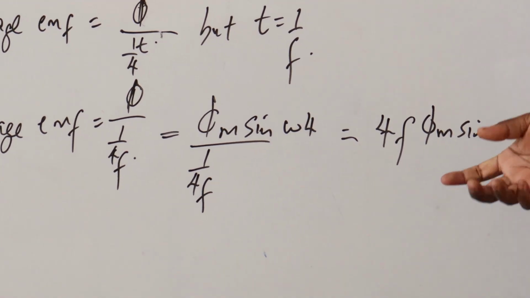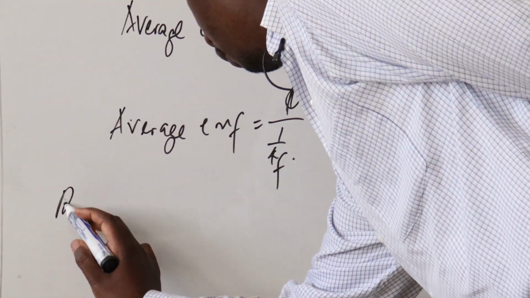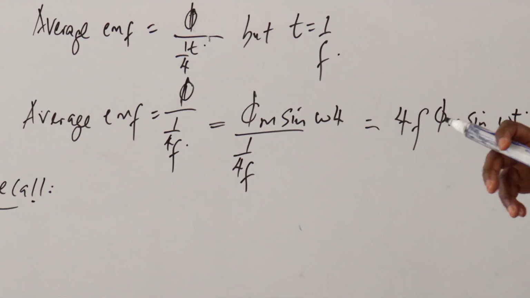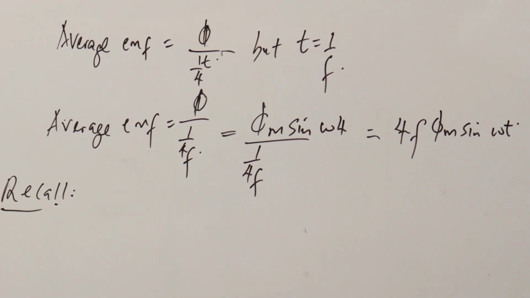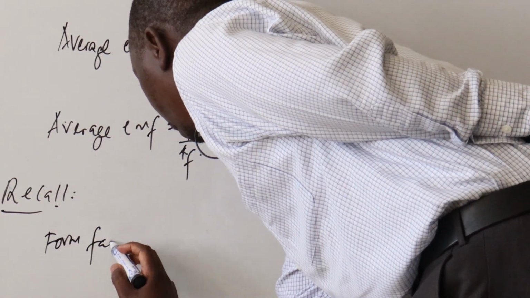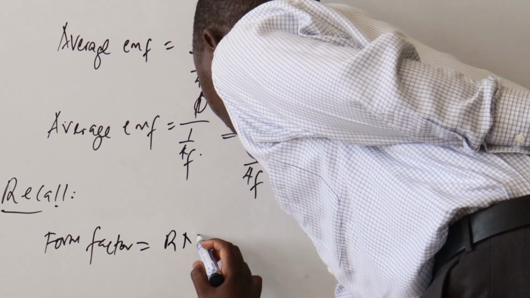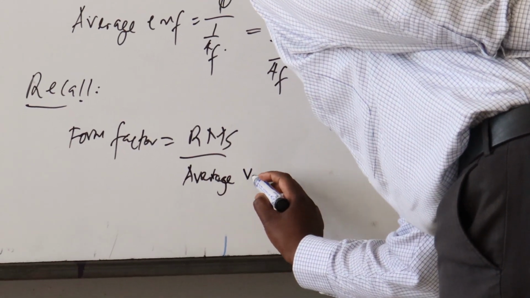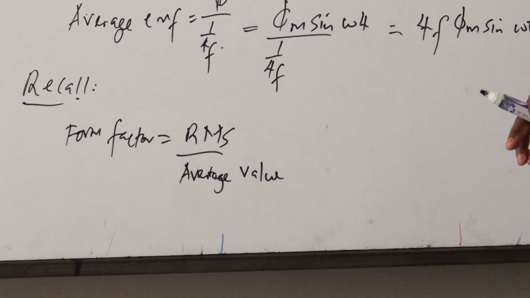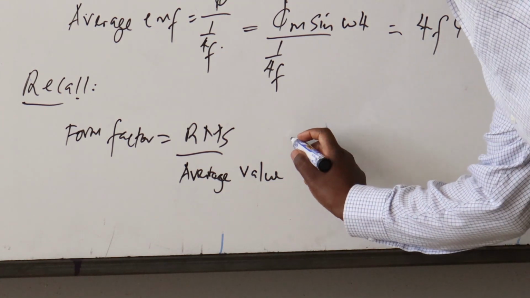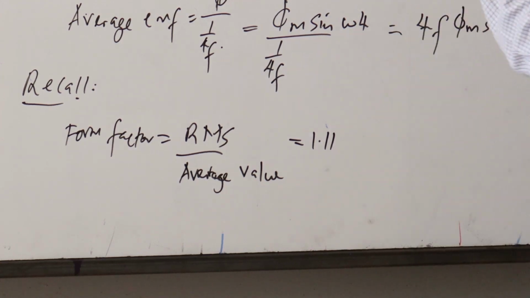From the previous knowledge gathered in electrical principles, you're supposed to recall that the form factor is given as RMS over average value. Take note that this form factor is 1.11. It's a standard value, and you are expected to know that the form factor is 1.11.